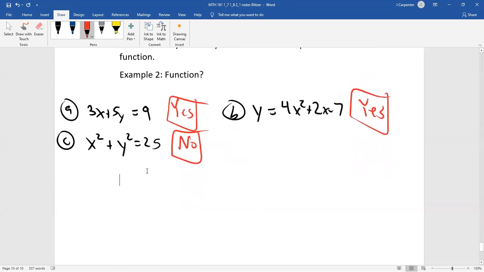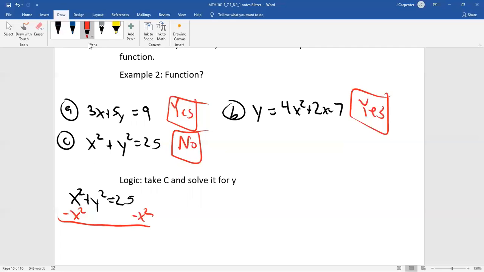All right, so here's the logic. Take C, solve it. So we had our x squared plus y squared equals 25. Let's move the x squared over to the other side by subtracting it. I don't want to put it under the 25 because they're not like terms. And that gives us y squared equals 25 minus x squared, or you could write negative x squared plus 25. That would be the same thing.